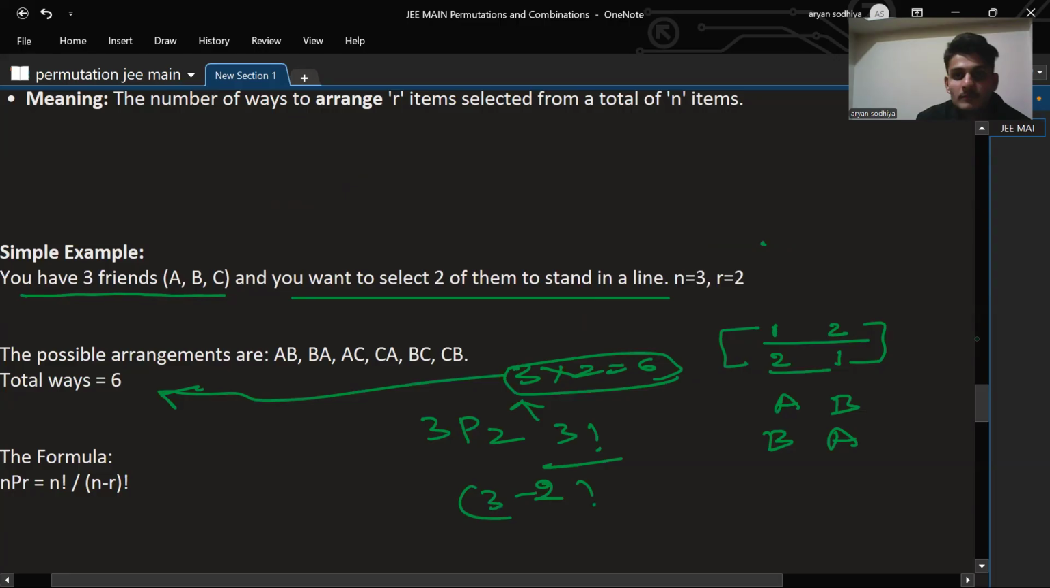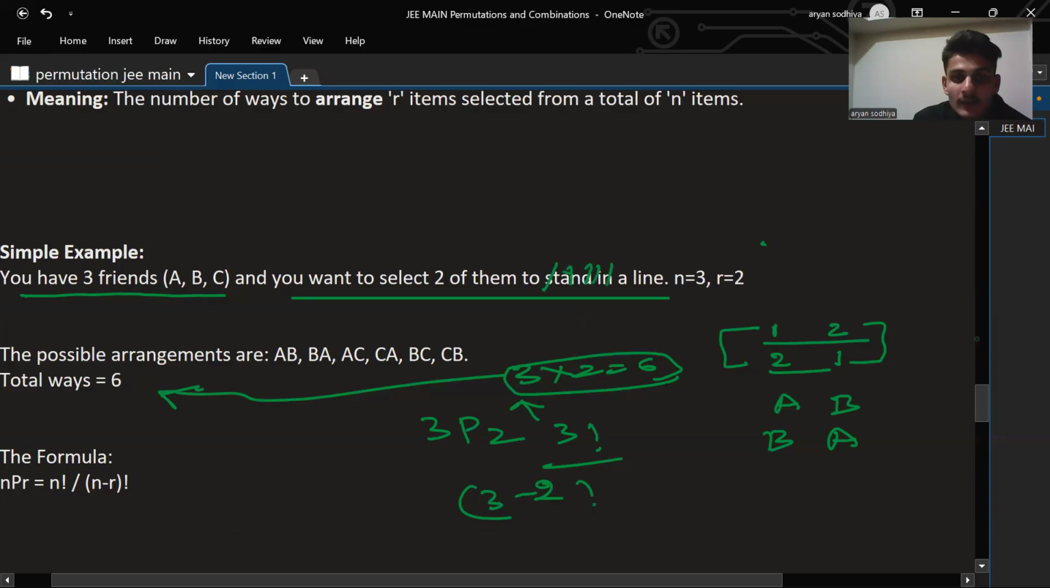But let's say, sir, please give me an example like nCr. Where should we use nCr? Can you give me one example for that? Yeah, obviously I can give you that example also.